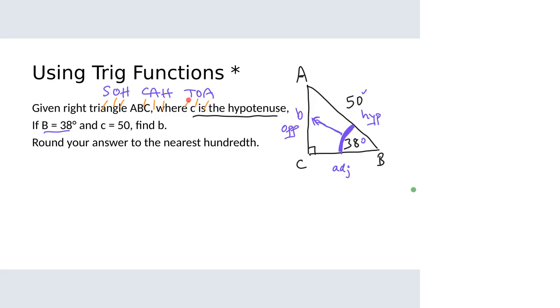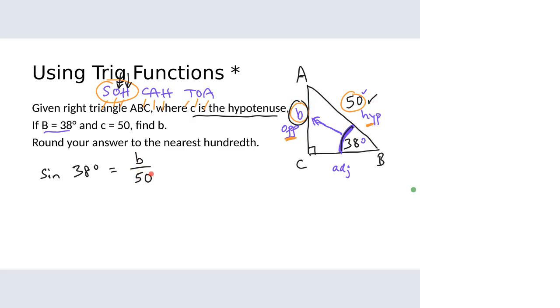It's very straightforward. In this particular problem, I know the hypotenuse. I'm looking for the opposite. So the trig function I'm going to use is the one that involves opposite and hypotenuse. The only one that involves opposite and hypotenuse is sine. So when we set up our equation here, the sine of that 38-degree angle is going to equal, see, sine is opposite over hypotenuse. Opposite's the thing I'm looking for, over hypotenuse, which I know is 50.